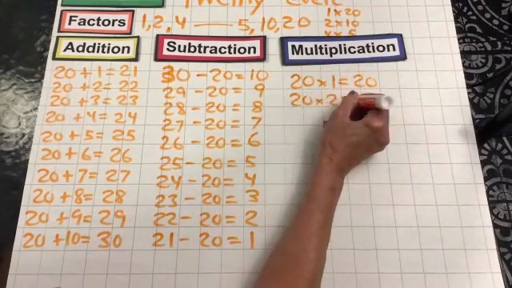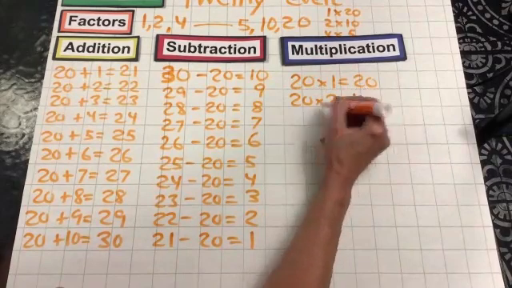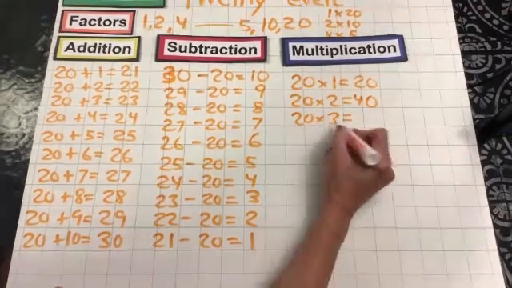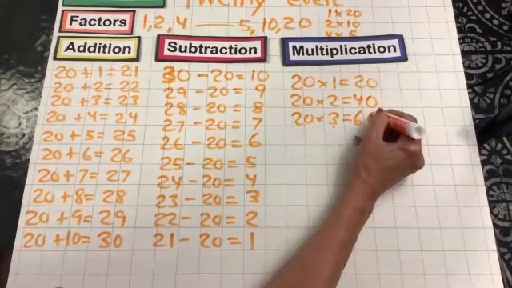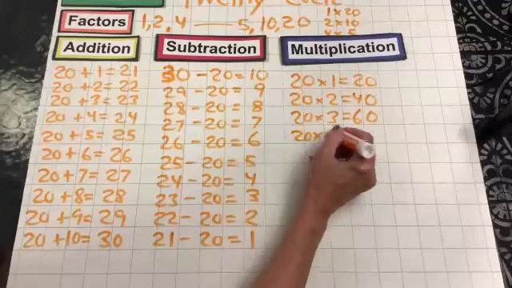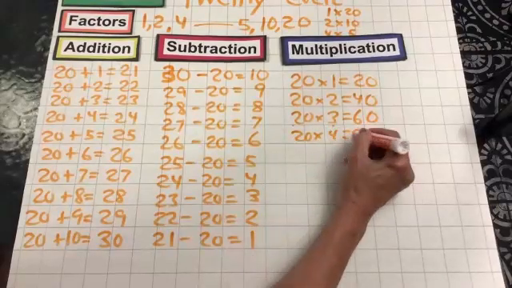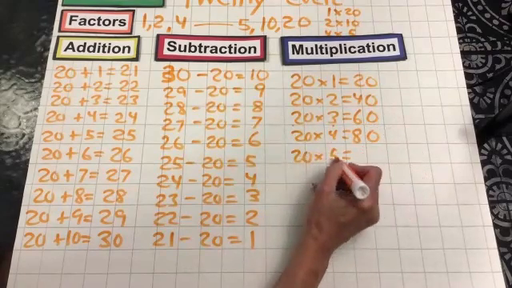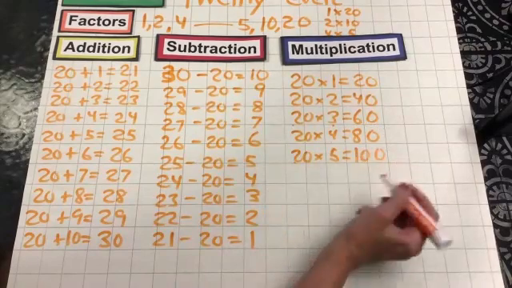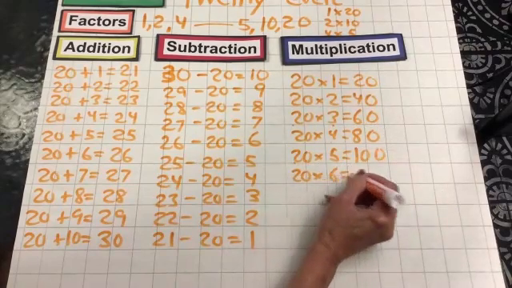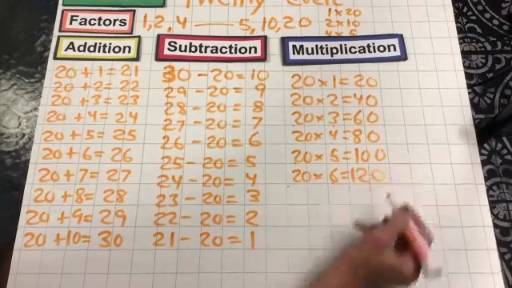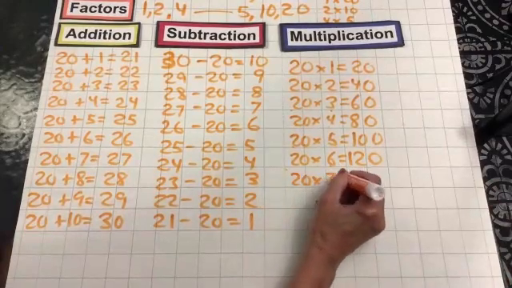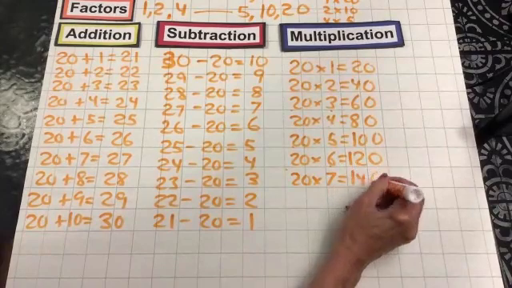20 times 2 equals, well, 2 times 2 is 4 with the 0 equals 40. 20 times 3, well, 3 times 2 is 6 with a 0. 20 times 4, 4 times 2 is 8 with a 0, 80. 20 times 5 equals, 5 times 2 is 10 with a 0. 20 times 6, 6 times 2 is 12 with a 0. Just giving you some fun ideas on how to think about this. 7 times 2 is 14 with a 0.